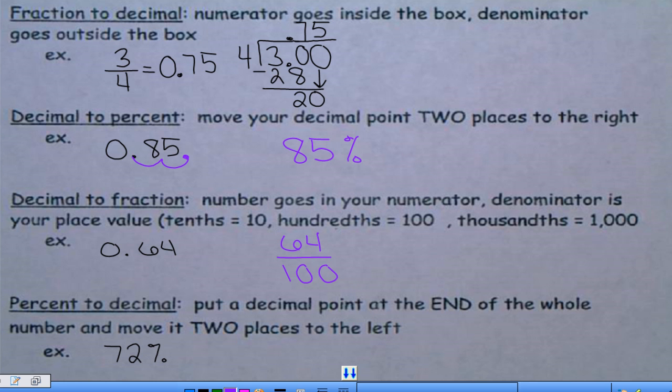One piece of note that I didn't put on here, and you need to write on here, you can write wherever you want, is you need to simplify. Okay?